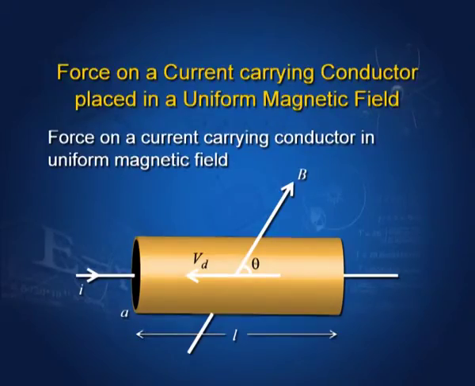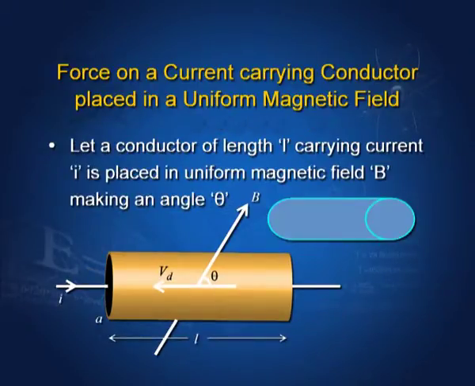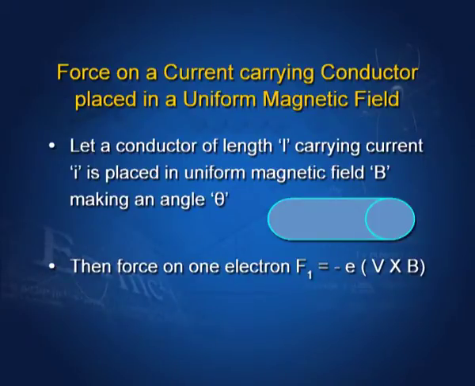Now, we will have to study the force on a current carrying conductor placed in a uniform magnetic field. Let us have a conductor of length L carrying current I. If this conductor is placed in uniform magnetic field B making an angle theta, then all the free electrons available in the conductor will experience force. Let us have an electron whose charge is minus e moving with velocity v, then force on this electron F is equal to minus e into v cross B.